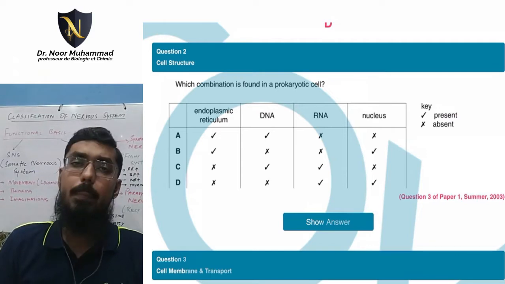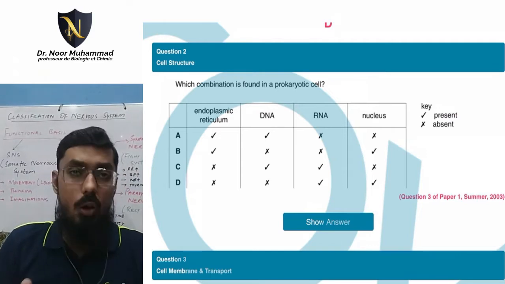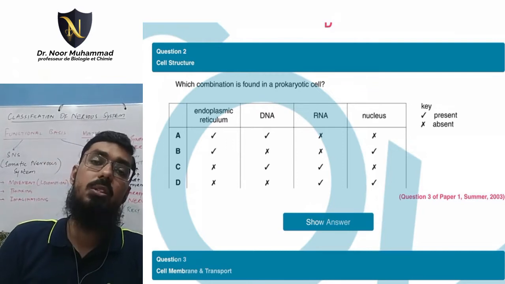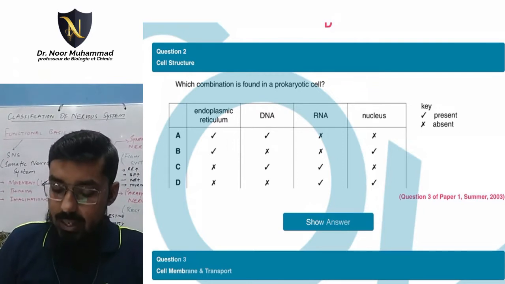तो यहाँ पर endoplasmic reticulum का पहला portion है, तो इसमें क्रॉस आना चाहिए. तो answer would be from C and D. ठीक है. Now DNA is present.